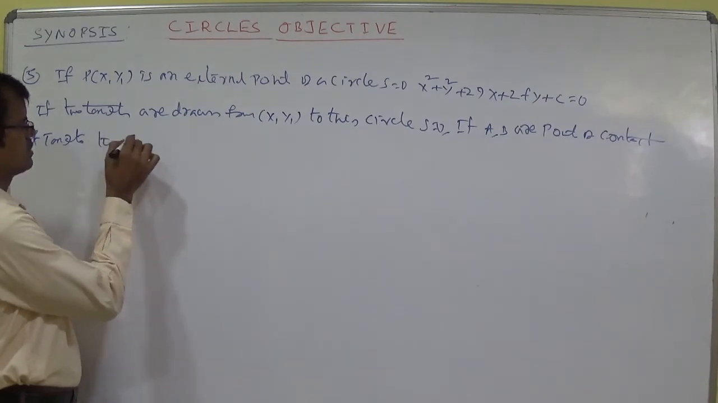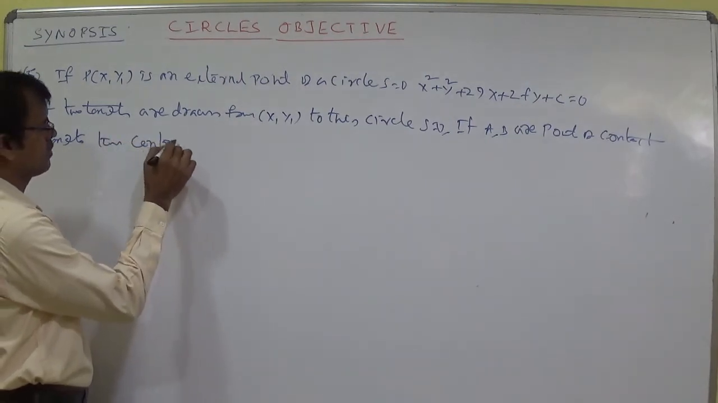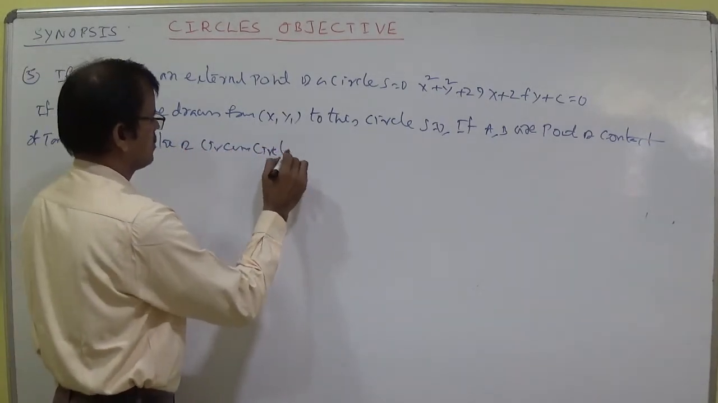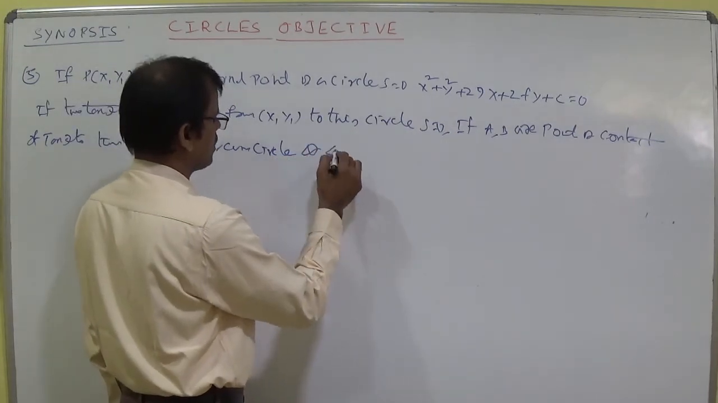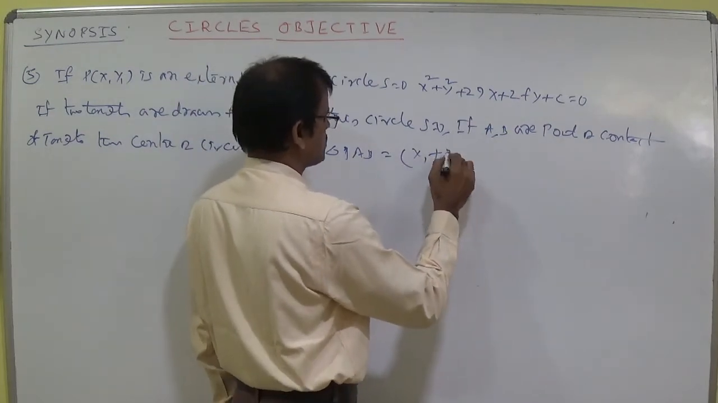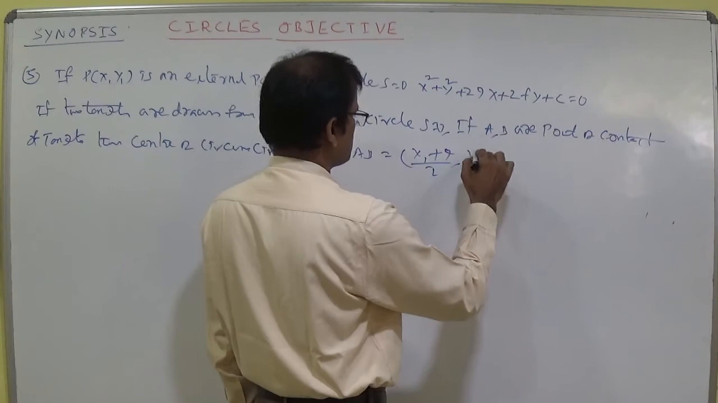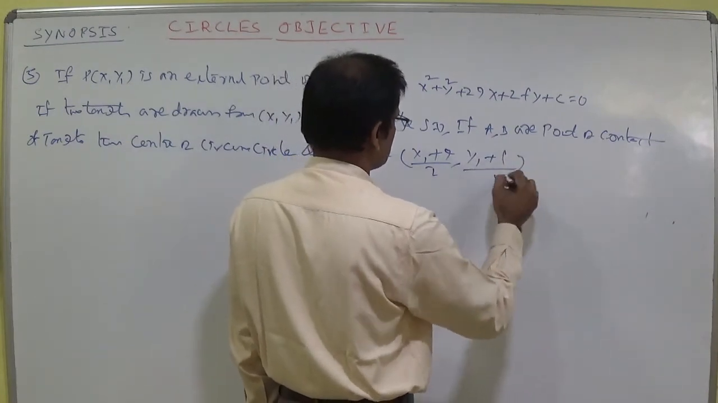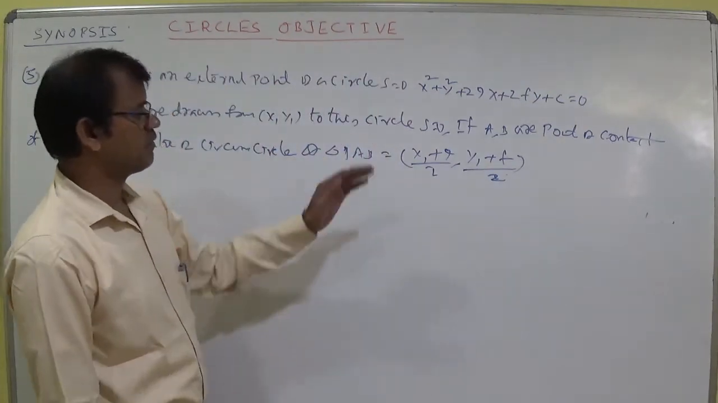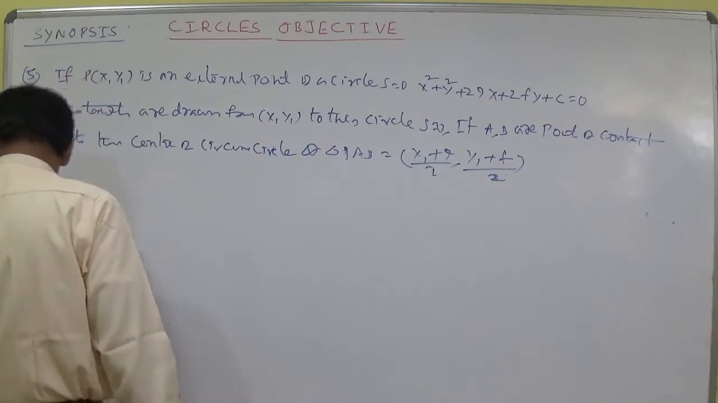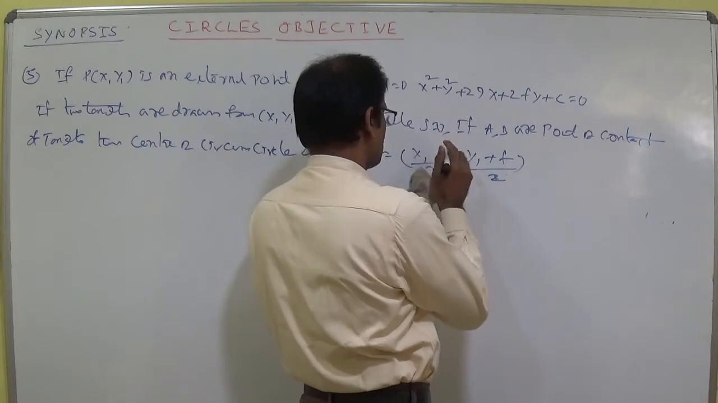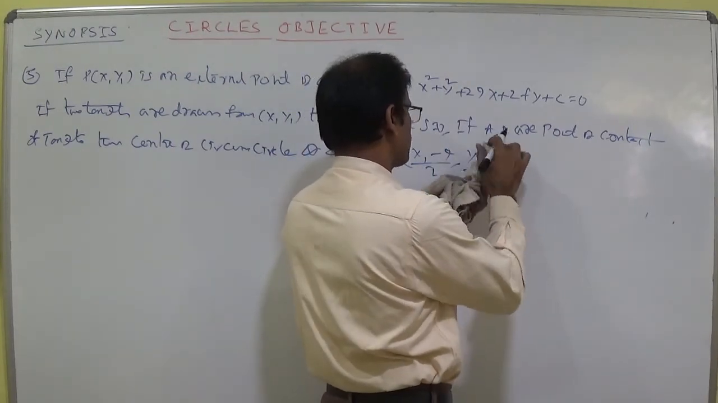then the center of the circumcircle of triangle PAB, this is the important concept, is (x1 plus g by 2, y1 plus f by 2). So it is the midpoint of that center, because here not plus g, but minus g comma minus f is the center. It is the midpoint of the external point and the center.